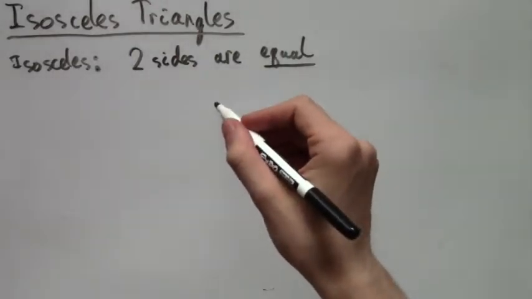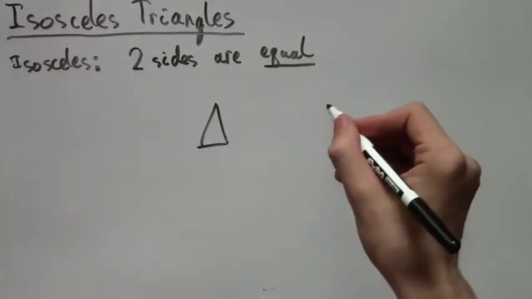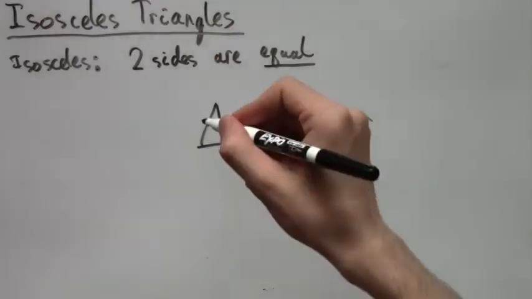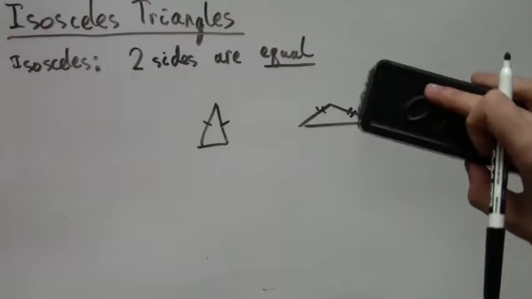This is what an isosceles triangle would look like. Here's one, here's another. They can be wide, they can be tall, but two sides have to be equal, and we mark them off like this. So that one little bar means that those two sides are equal.